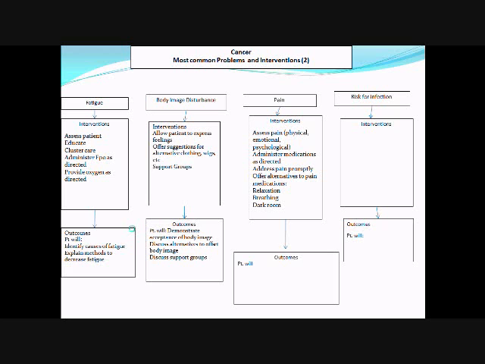We can do some relaxation with them, some guided imagery. We can do some breathing exercises. We can darken the room so the patient has an environment in which to experience the pain. If you've ever looked up the rationale for darkening a room, it's out there. But some patients may respond well to that.